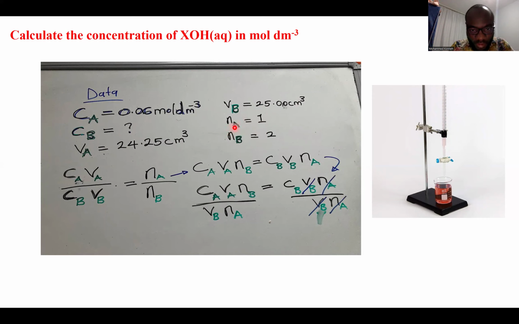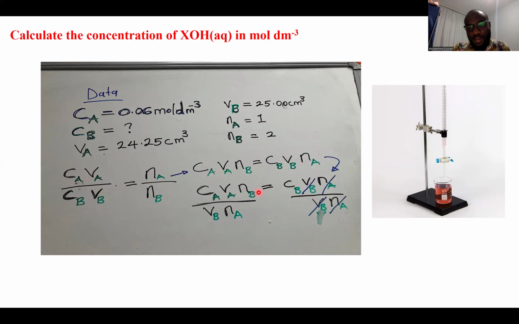The NA and NB are the mole values from the neutralization reaction given to us. So we're going to use the titration formula. We cross multiply, CA VA times NB and CB VB times NA, and we get CA VA over CB VB equals NA over NB.